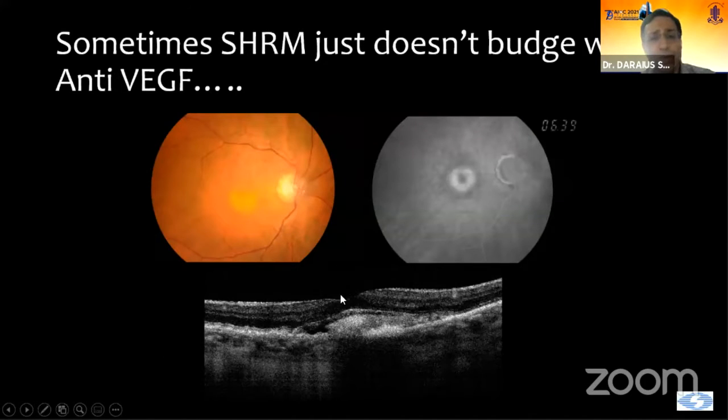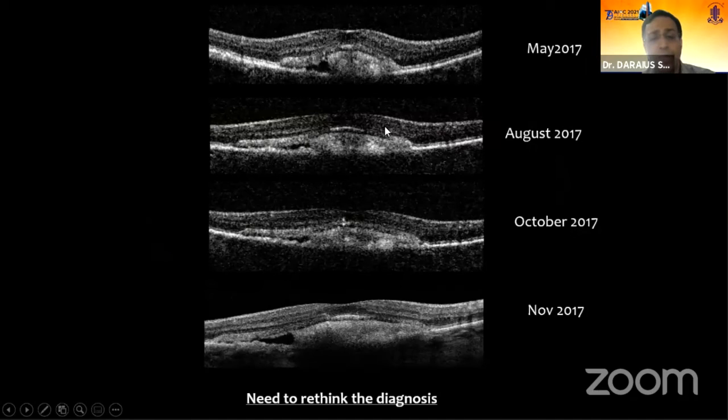So this is another patient who doesn't budge. The SHRM doesn't budge with anti-VEGF. So you can see we've given 3 injections. I think it was frankly referred to us, but this was the post-injections.